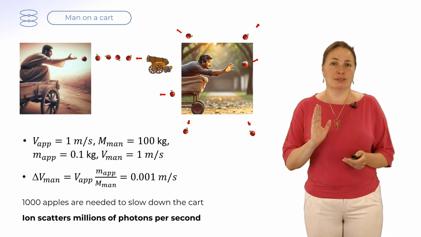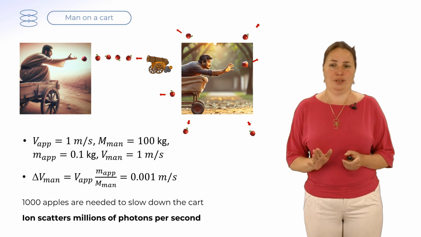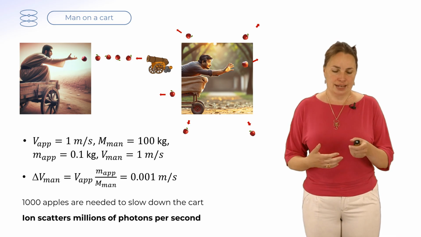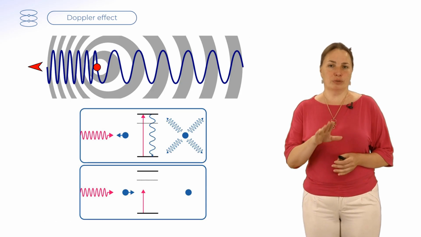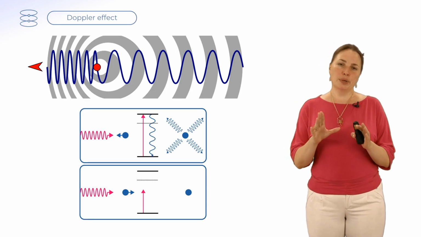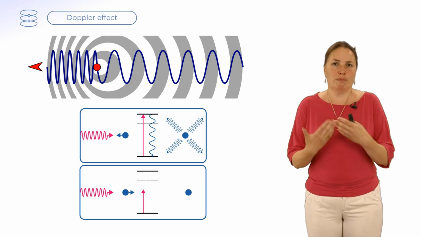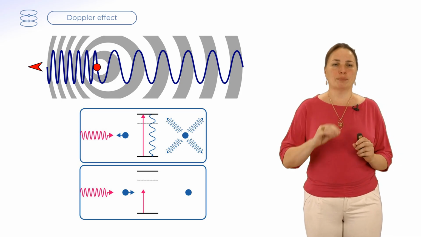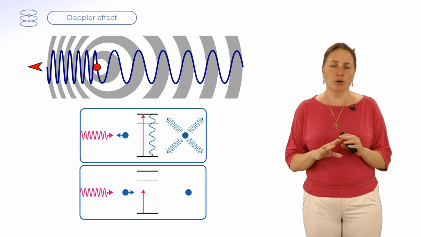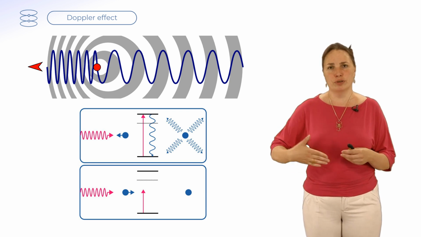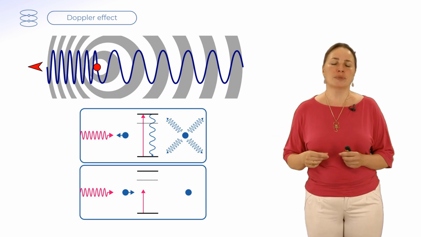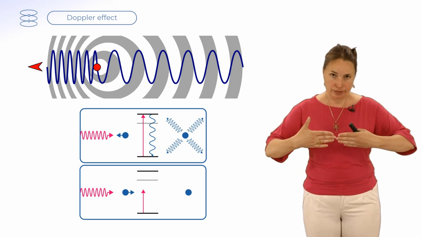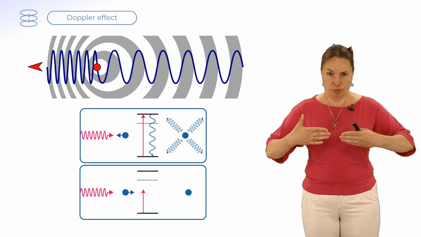So the ion does the same. It scatters millions of photons per second in this act. So let's have a look further. If we have an ion which has some motion and a photon, we have, for example, two contrary cases. In the first, upper part of the picture, we can see that the photon goes towards the atom or ion, which has some velocity.